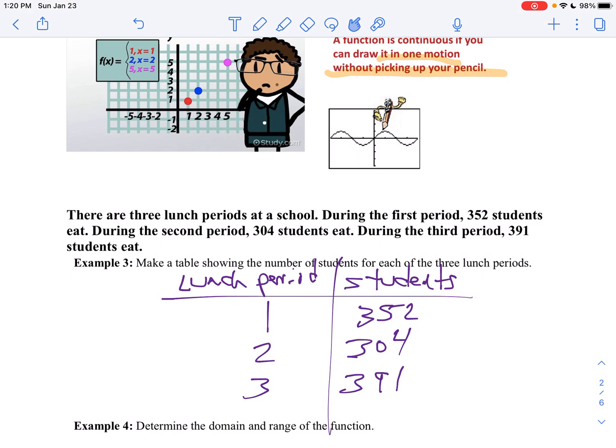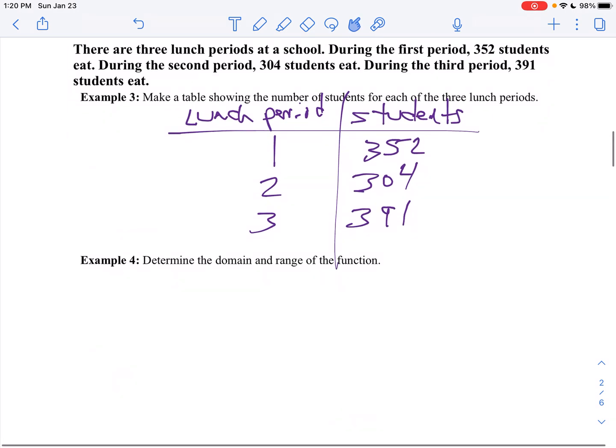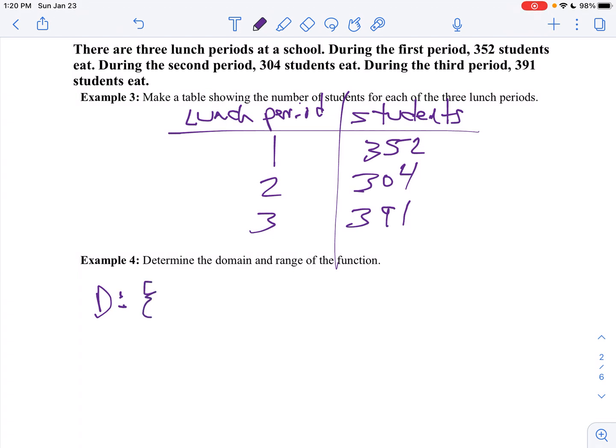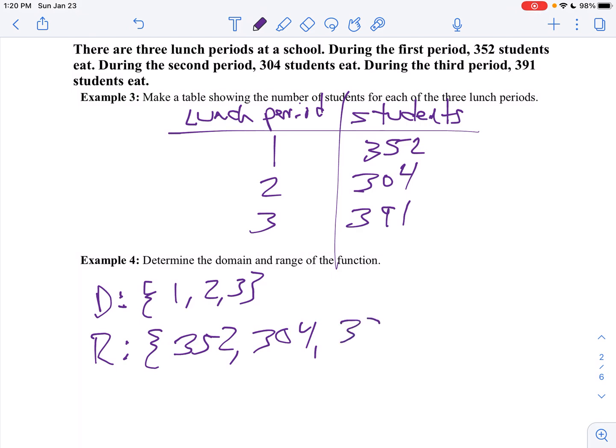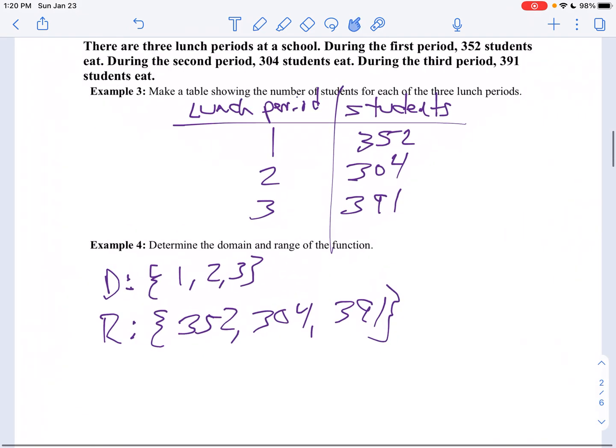Now I want to determine the domain and the range. The domain are the set of all the inputs. So now you put that in set notation. So my domain is 1, 2, and 3. That's my inputs. My range is going to be my set of outputs. So I'm going to have 352, 304, and 391. And there's your domain and range.